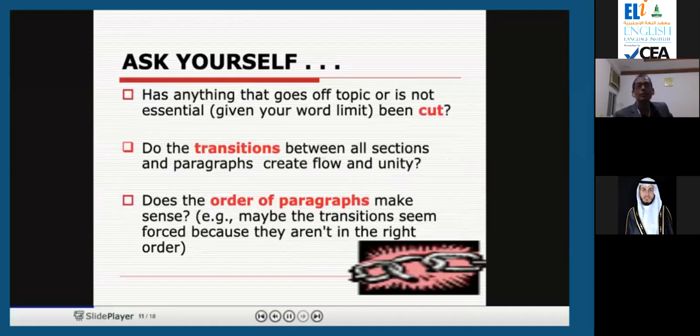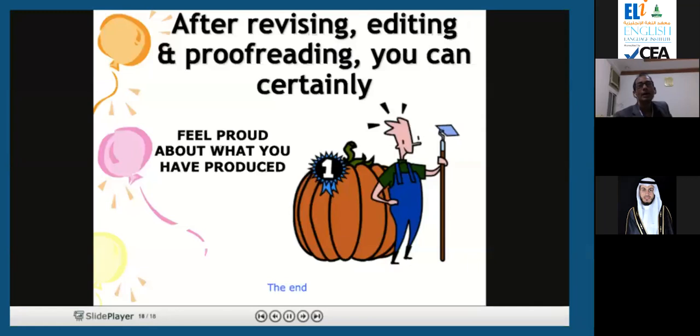Do the transitions between all sections and paragraphs create flow and unity? Does the order of paragraphs make sense? You cannot start with the concluding paragraph in the introductory paragraph. You cannot have the supporting paragraphs in the concluding paragraph, right, guys? Maybe the transition seems forced because they're not in the right order. So you must look at the order. If I goofed up and put all these slides on top of each other, there would be no sequencing, no flow and smoothness, and you would be puzzled.